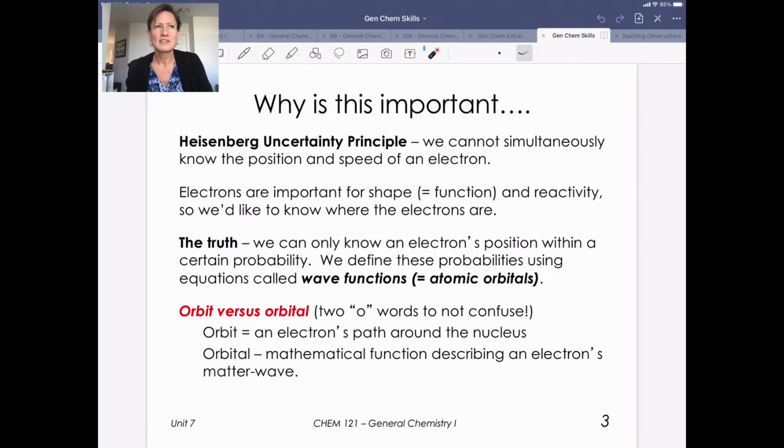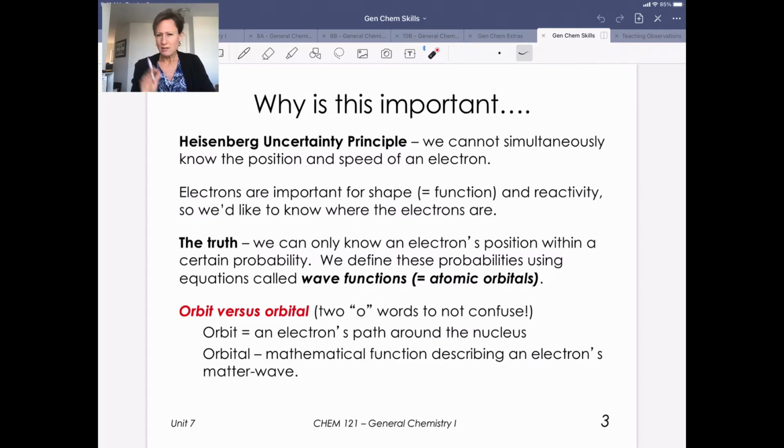So why the work of these scientists is important is Heisenberg came up with what he called the Heisenberg uncertainty principle. Again, saying we can't simultaneously know the position and the speed of an electron. And I'm not going to go into the physics of why that's important. But I do want you to understand that electrons are what are important for the shape, and shape is what affords the function of molecules, and then reactivity. So we want to know where electrons are, because that can tell us the shape of molecules, and that's important for thinking about their reactivity in terms of specific atoms.